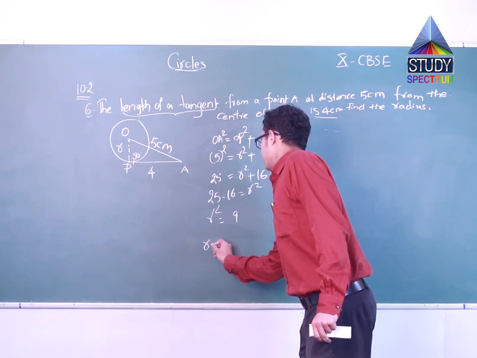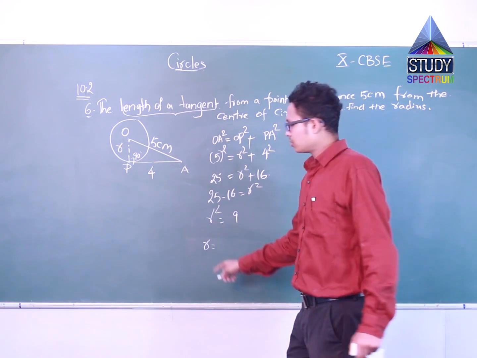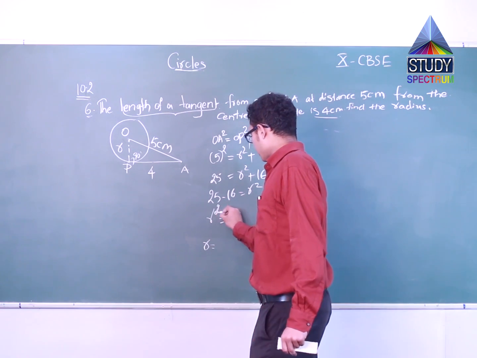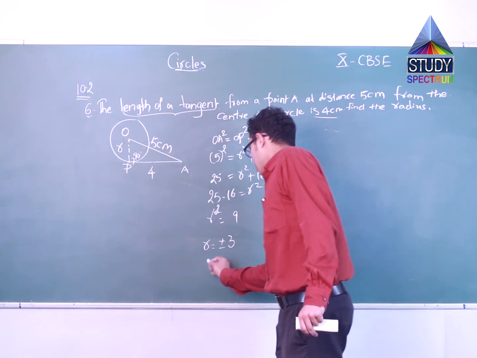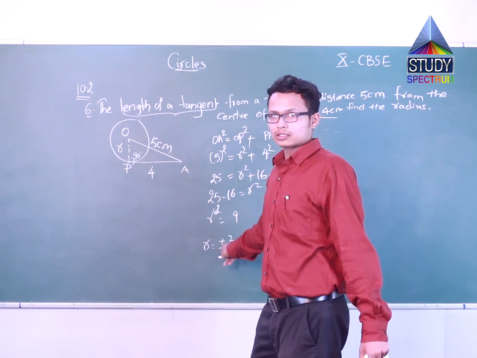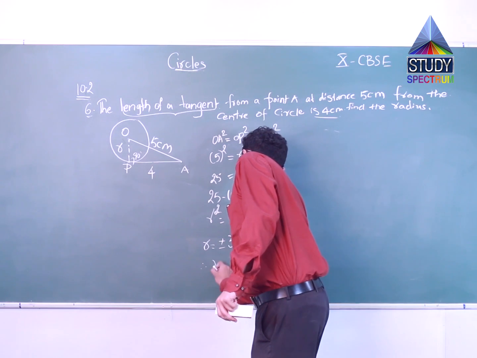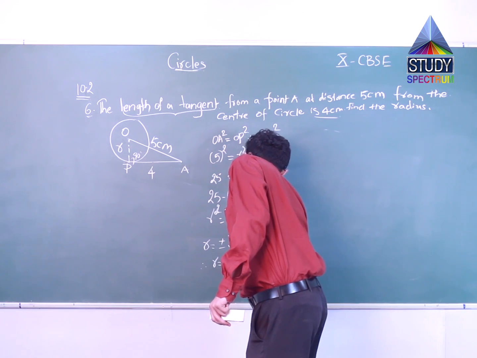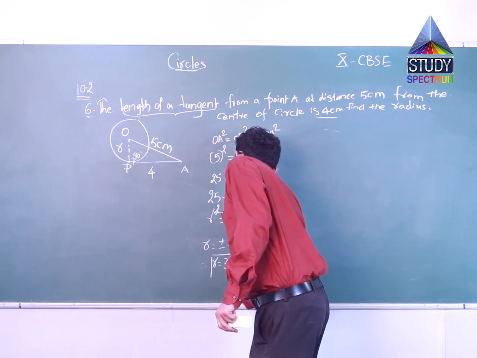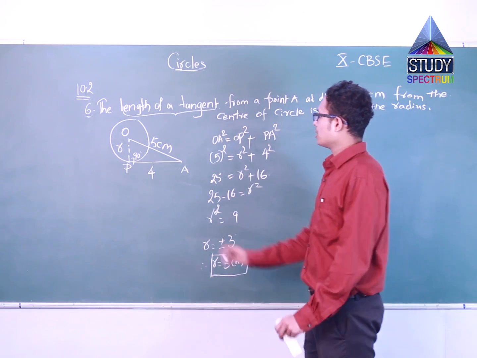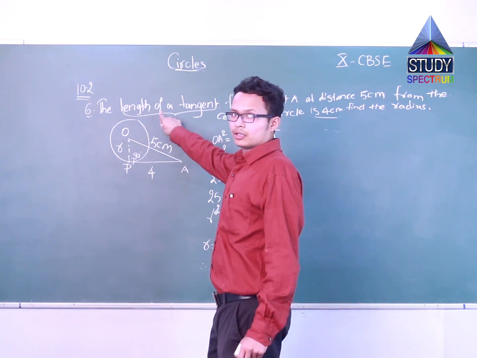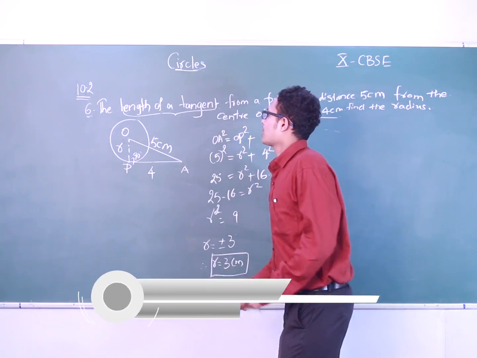Therefore R is equal to, when I remove the square, I'll have plus or minus 3 here, but you cannot have a negative sign for the length, so therefore I say R is equal to 3 centimeters is the radius of the circle. Pretty simple question based on Pythagoras theorem, but understanding of the statement was a little bit trickier.